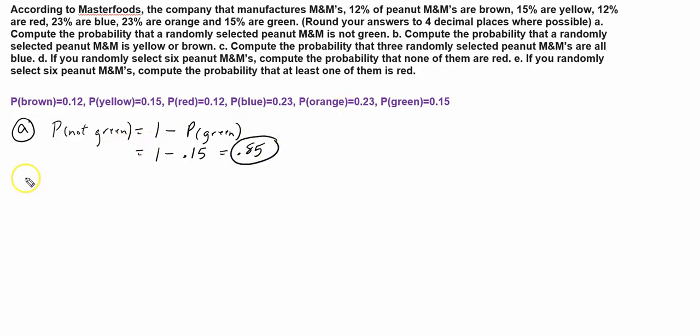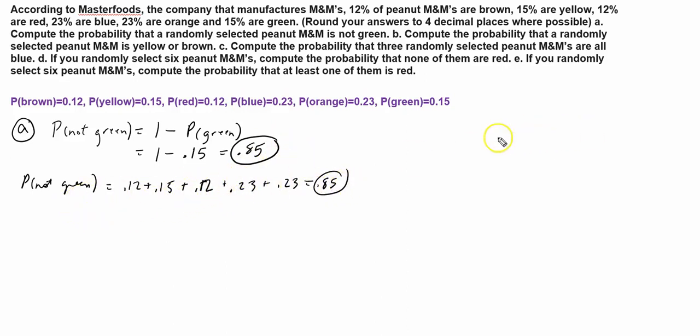That's using the complement rule. Or you could calculate it directly by adding up all of the other probabilities that are not green. So 0.12 plus probability it's yellow, plus probability it's red, plus probability that it's blue, plus probability that it's orange. And if you add those up together, you'll get 0.85. So one uses the complement rule, the other uses direct calculation. I think the complement rule is easier.